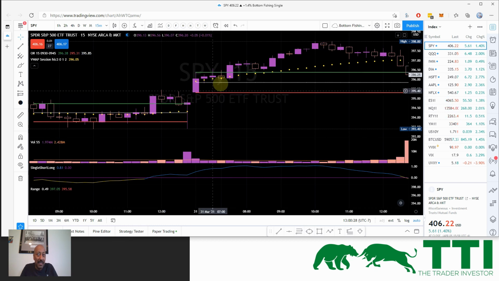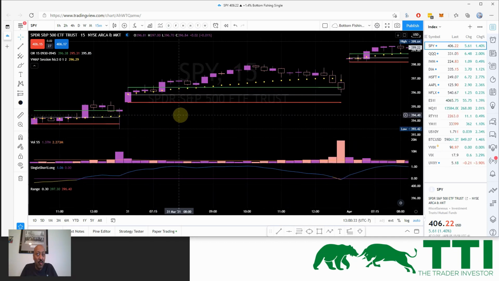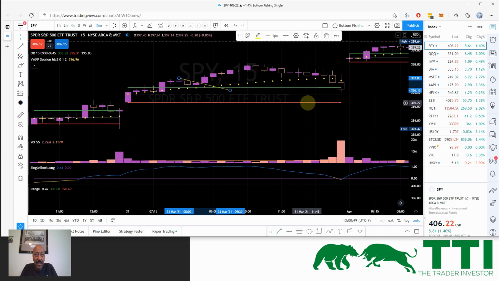If somebody is not comfortable with this setup, then it's okay to wait until price breaks above the range and pulls back to the top of that range, and using our two entries, either enter here at the break of this trend line or enter here at the break of the highs. So either way, it's a good entry, it's a valid entry.